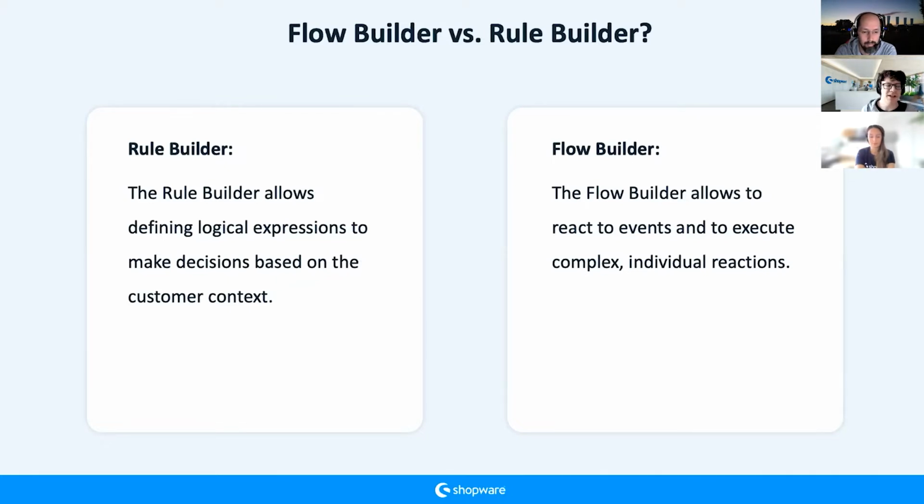And the flow builder basically goes beyond that. The flow builder allows you to react to certain events and to execute complex and individual reactions to those events. And of course, what happens here is that the rules are a big part in the flow builder, but they don't have to be. So it's two completely different systems.